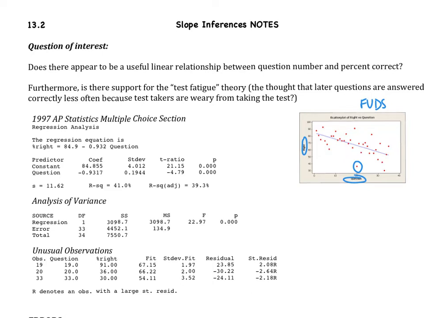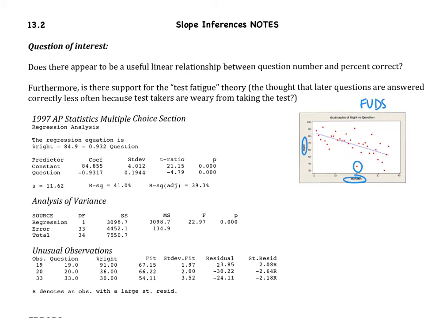FUDS you only use when it's bivariate numeric data, a scatter plot. What do you use if it's univariate numeric data, like a histogram, a dot plot, a box plot? CSSU. What do you use for categorical data, like a bar chart? Compare.